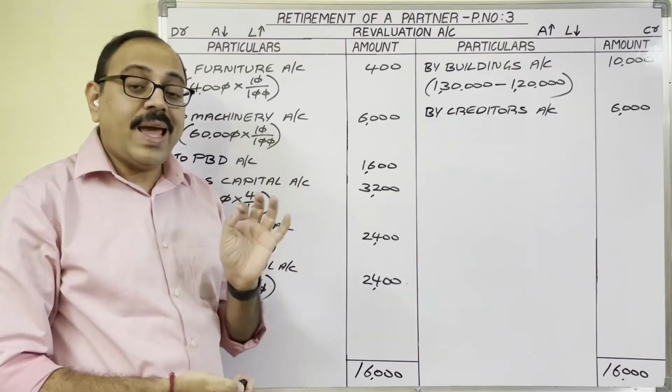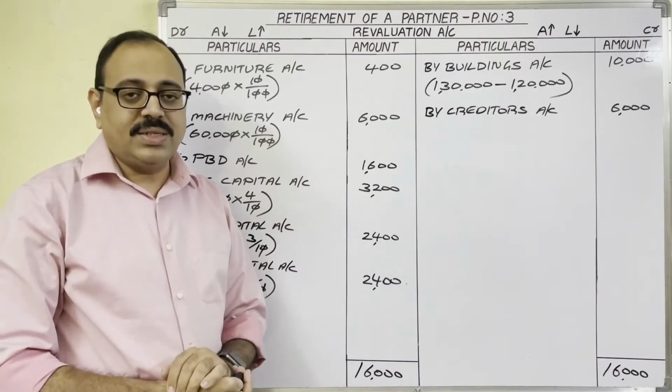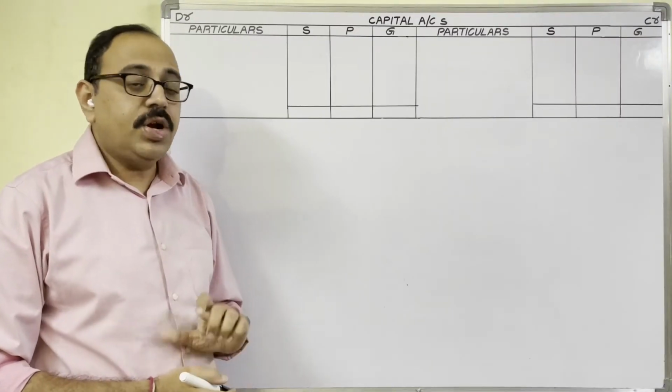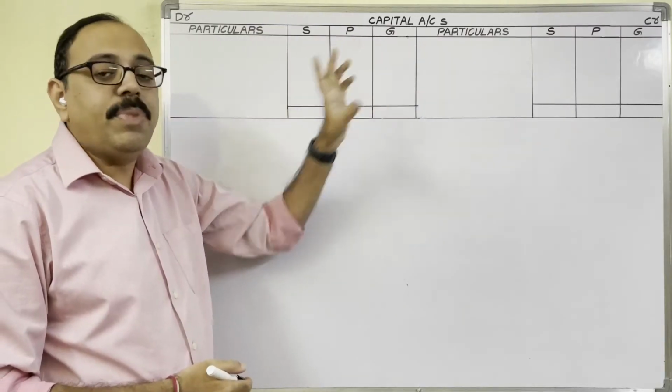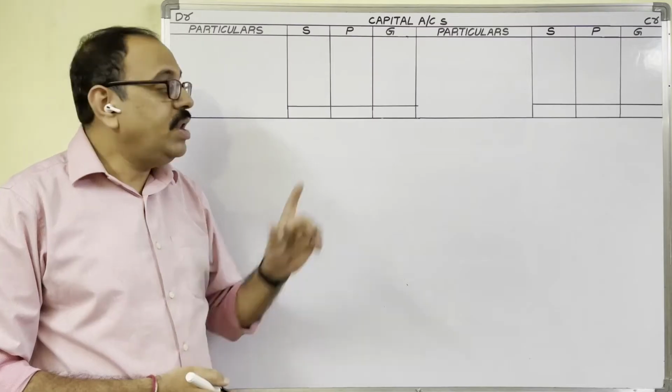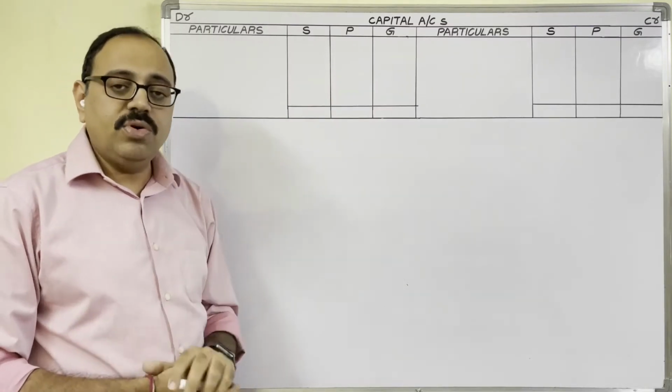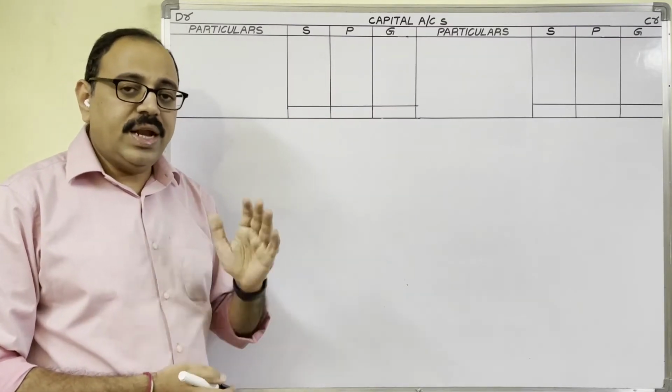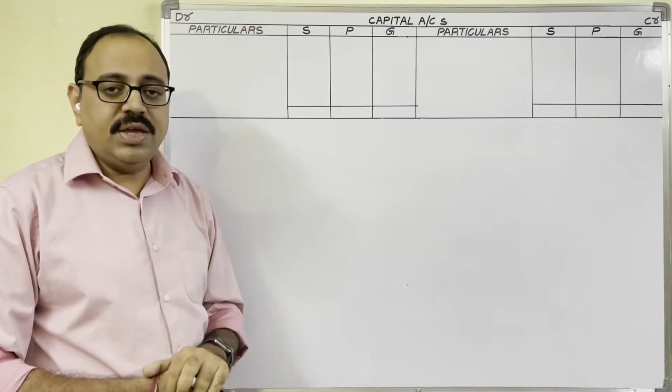Next we have to prepare capital accounts of all the three partners. After revaluation account, we have to prepare capital accounts of three partners. Capital accounts are personal accounts. So while preparing these accounts, personal account rule we should follow. That is, debit the receiver and credit the giver.